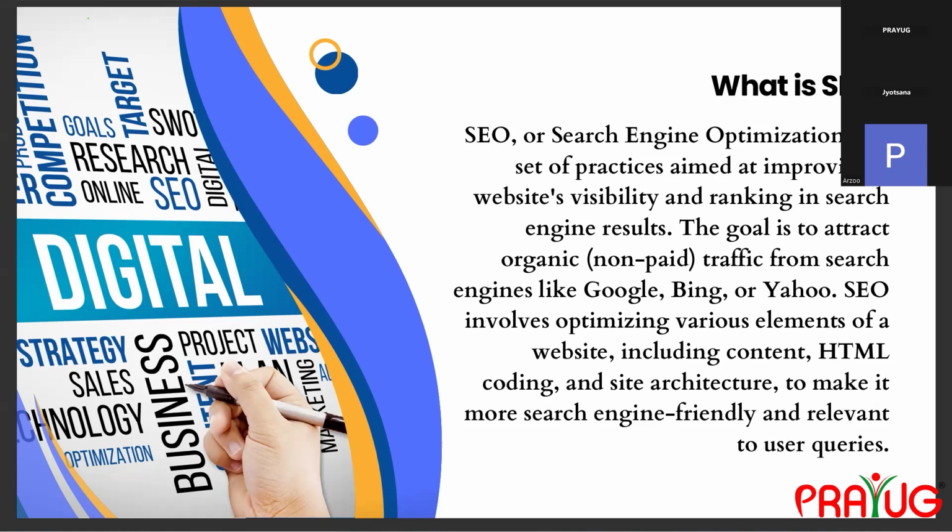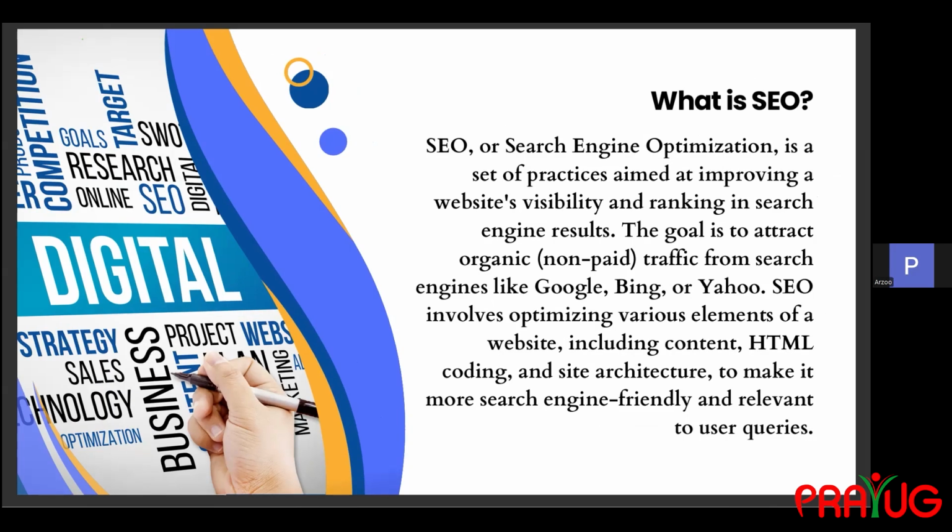Now coming to the definition, SEO is basically a set of practices that we do so that we can improve our website visibility and ranking in search engine results, that is SERPs. The goal is to attract organic traffic, that is non-paid traffic, from search engines like Google, Bing, Yahoo. SEO involves optimizing various elements of a website, including content, the HTML coding, and the architecture of our website, so we make it more search engine friendly and relevant to user queries.